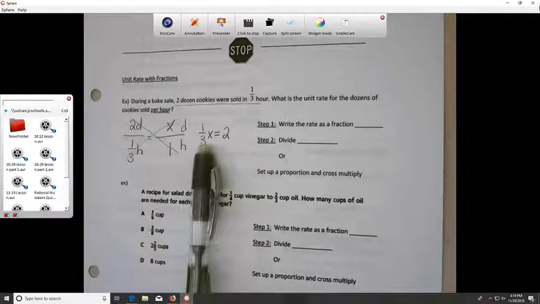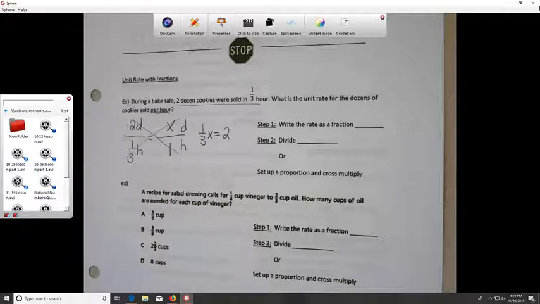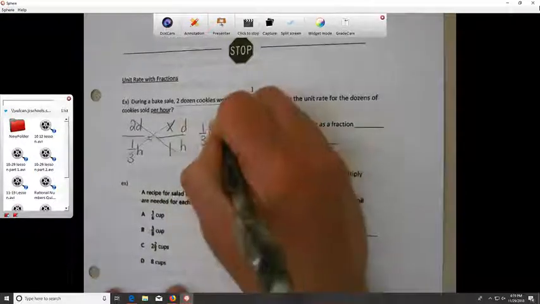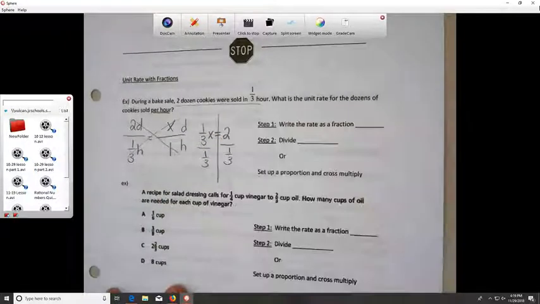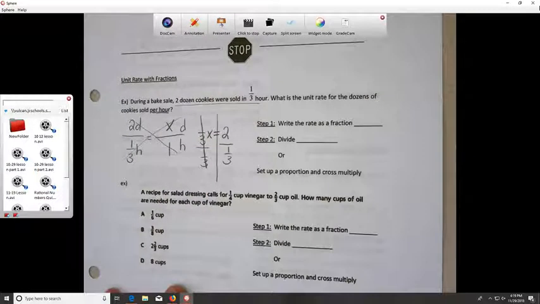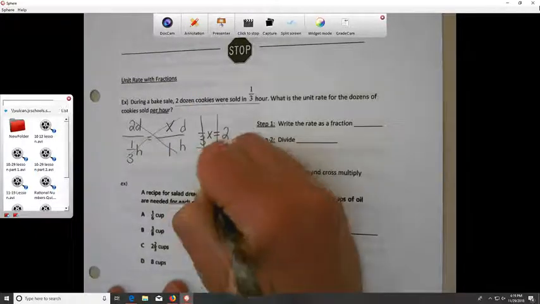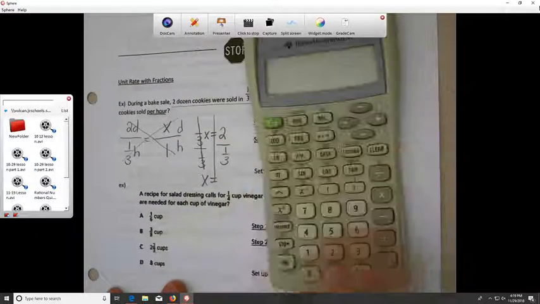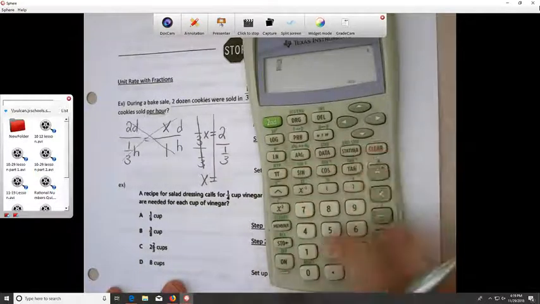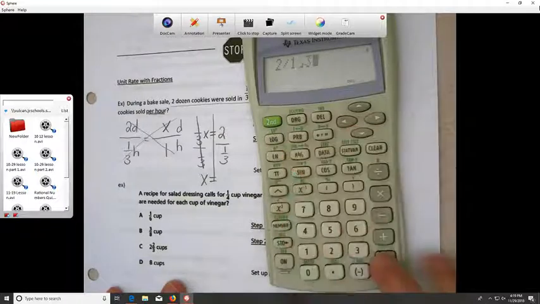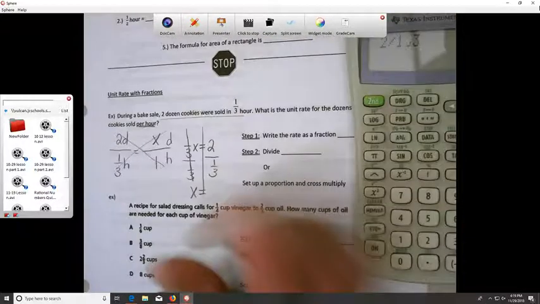This is multiplication. So the opposite of that is division. So to solve this, I'm going to divide both sides of my equation by 1/3. The 1/3s are going to cancel out because 1/3 divided by 1/3 is just 1. So I just have x equals, and then I just take my calculator and do 2 divided by 1/3, and that gives me 6.